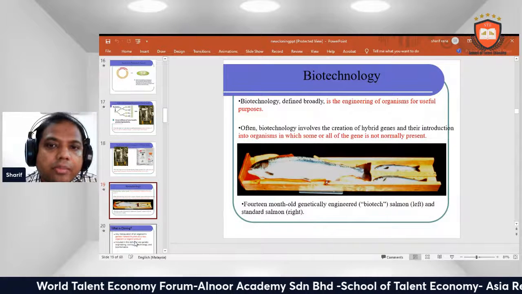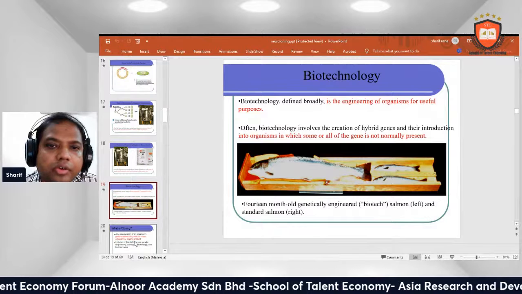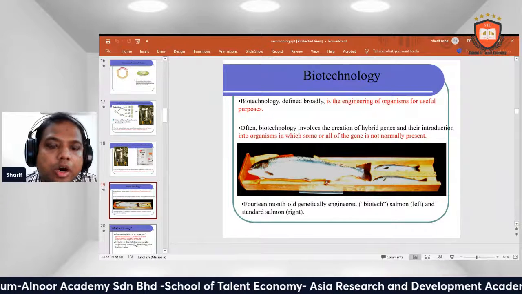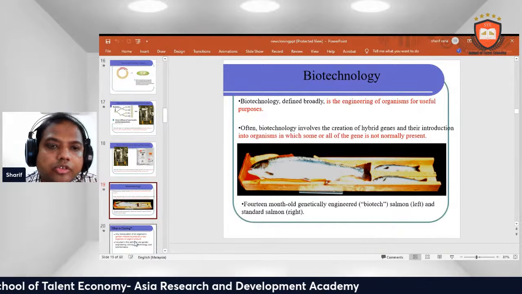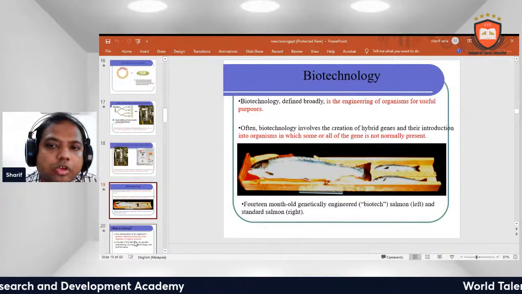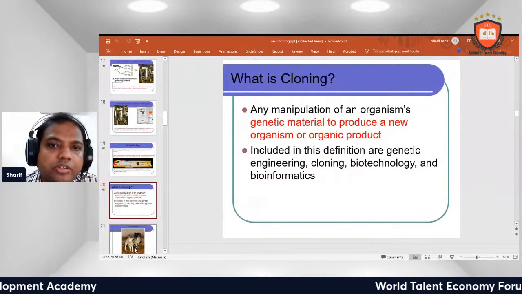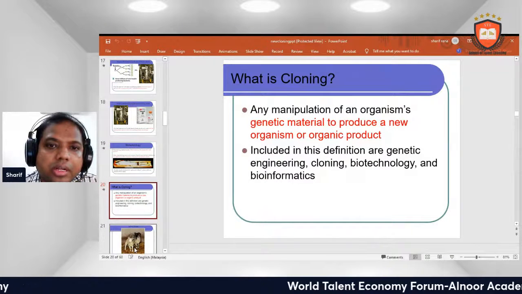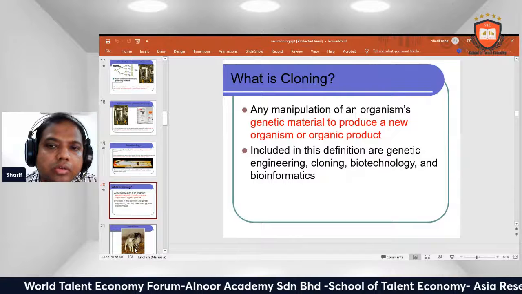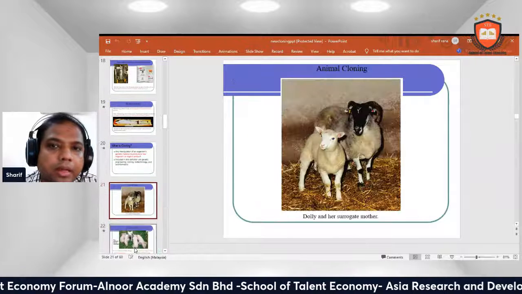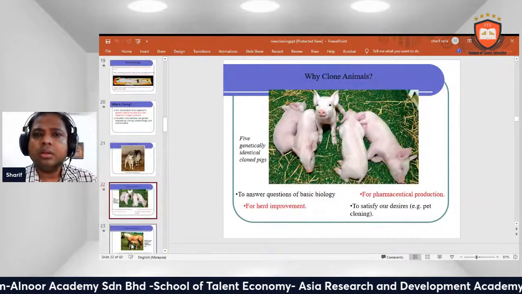Biotechnology, defined broadly, is the engineering of organisms for useful purposes. Often, biotechnology involves the bacterial genes and their introduction into organisms in which some or all of the genes are not normally present. What is cloning? Any manipulation of an organism's genetic material to produce a new organism or organic product. Included in the definitions are genetic engineering, cloning, biotechnology, and biomedical. Human cloning.